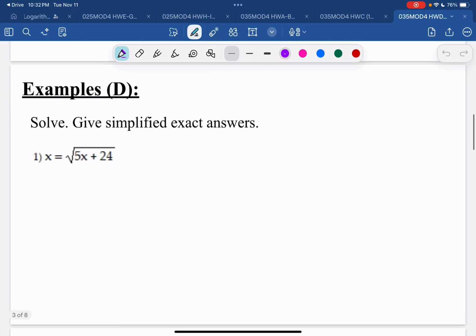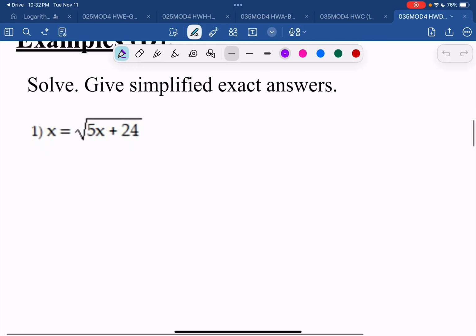Okay. So if we look at this one, we've got x equals the square root of 5x plus 24. So that really doesn't look like anything that we've had before. But we do know that the inverse of a square root, if we were to square that, it would cancel that out. And we can do that as long as we do it to both sides. So this square root and this square will cancel each other out. And so that would leave me with x squared equals 5x plus 24.